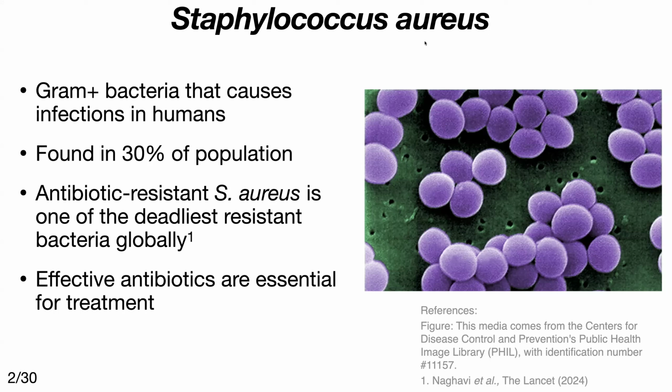It's quite common in about 1/3 of the population. It's present in the skin or the nose. But the thing is, it can be an opportunistic pathogen, for example, if you get a wound or if you are immunosuppressed. And in fact, antibiotic-resistant Staph aureus is one of the deadliest resistant bacteria globally, according to the latest study on the global burden of antibiotic resistance. And thus, effective antibiotics are essential for treatment.